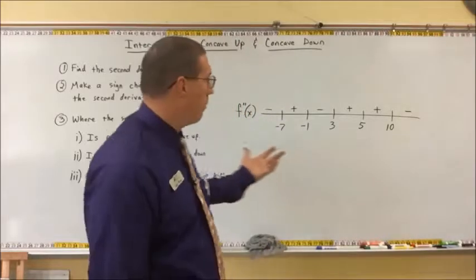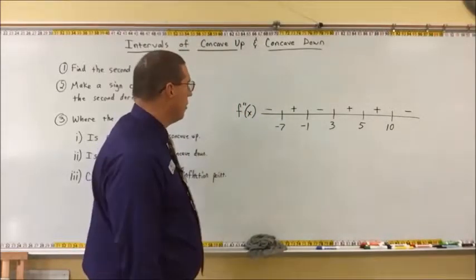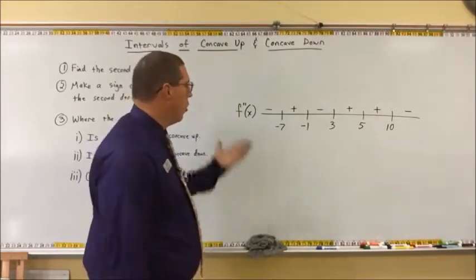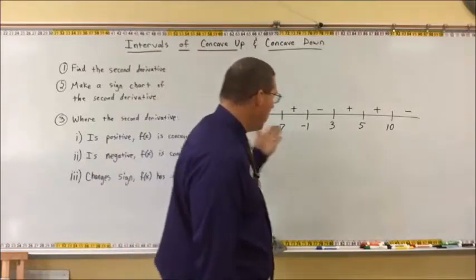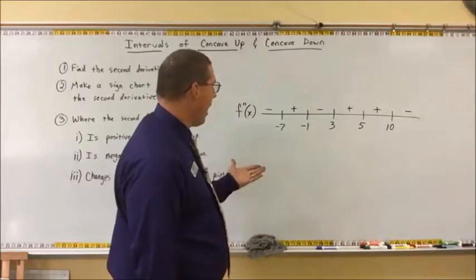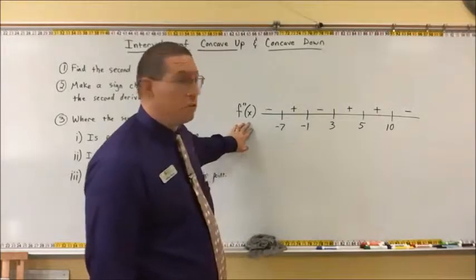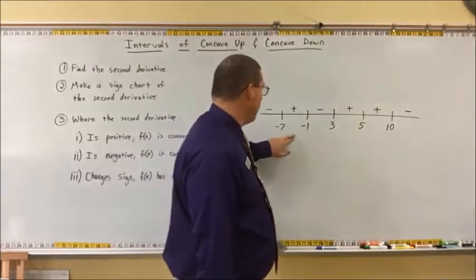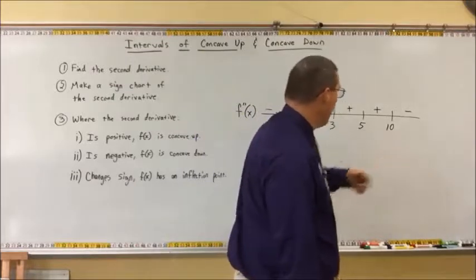And so here's an example right here. Let's say that we have some function. We take the second derivative. Once we find the second derivative, we create a sign chart. And here's what we have. The zeros of the second derivative are negative 7, negative 1, 3, 5, and 10.